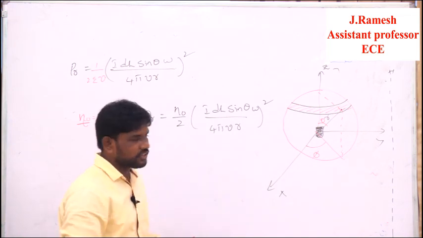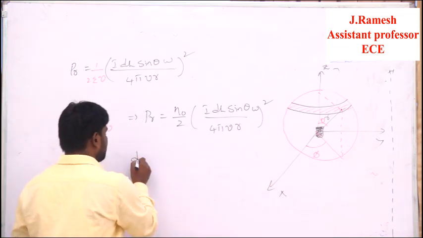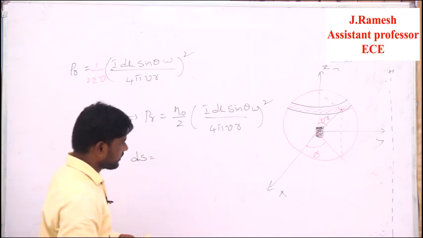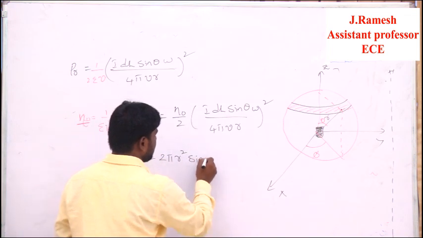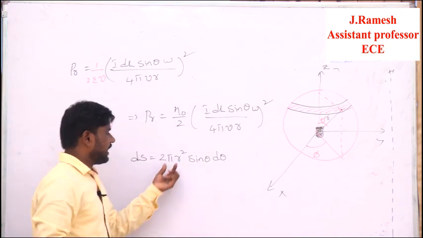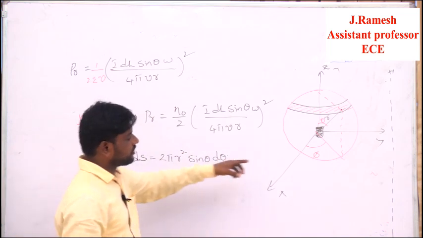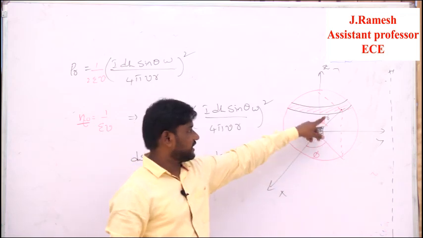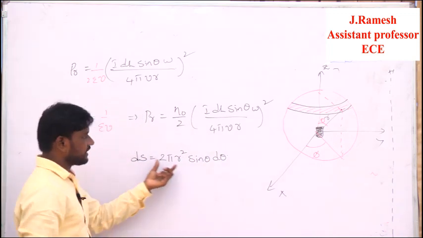From this, what we are going to learn is the entire surface area ds. The entire surface area can be written as 2 pi into r square into sin theta into d theta. Basically the original expression is r square into sin theta into d theta into d phi. But here phi varies over the entire angle, 0 to 2 pi, while theta only varies from 0 to pi. So that's why the ds is taken like this.